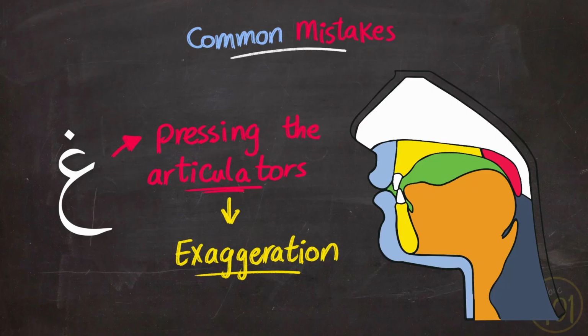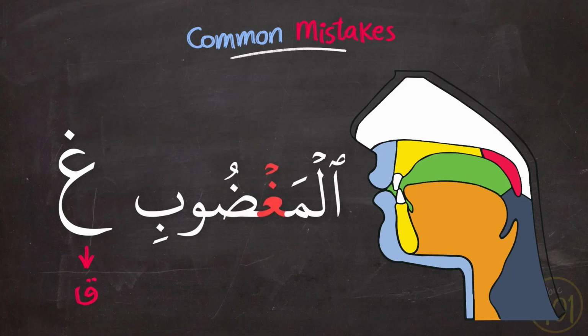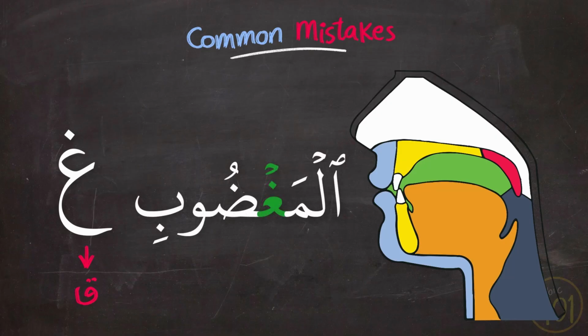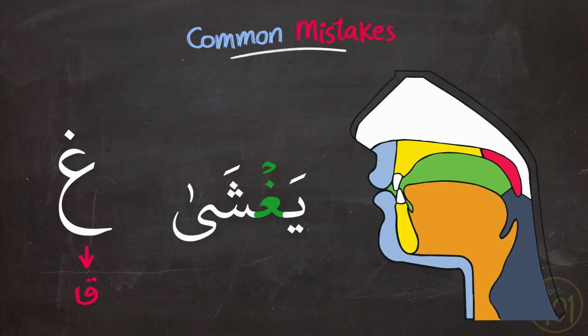The result is that the sound will stop and it will sound more like a qaf rather than ghain. It sounds like this. Al-maqdoob, yaqsha. While the sound of ghain should flow smoothly and it has the ability to continue. Al-maghdoob, yaghsha.